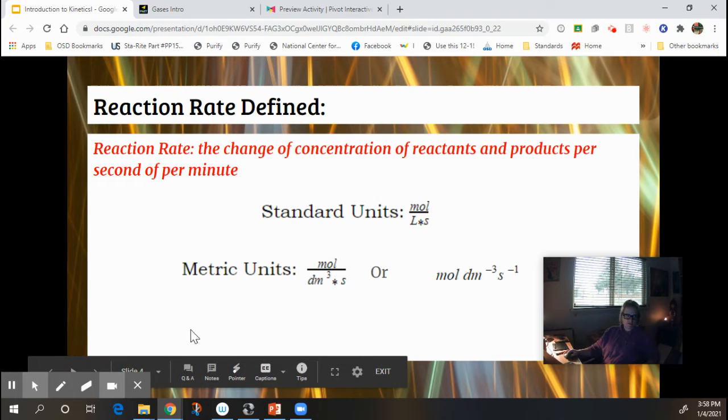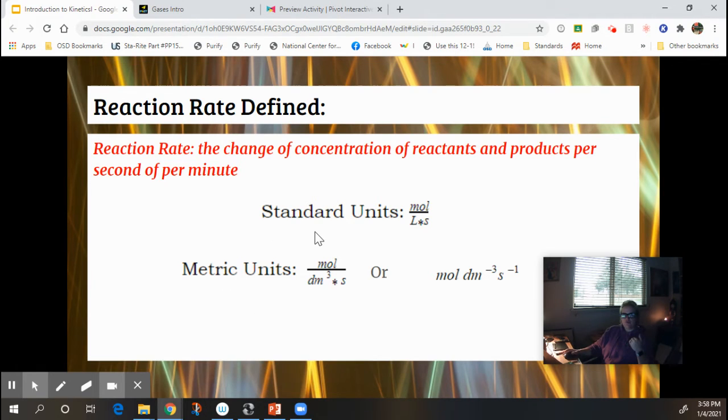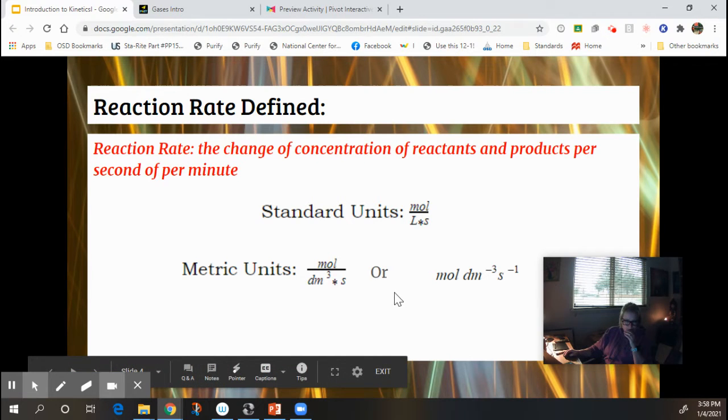One last thing about this, which is really important: if we're measuring a reaction that creates a gas, concentration of a gas is proportional to the volume of a gas, according to Avogadro's law. So we could also have here a change in volume, and that would be another way we could measure reaction rate, as you will see on this next slide.